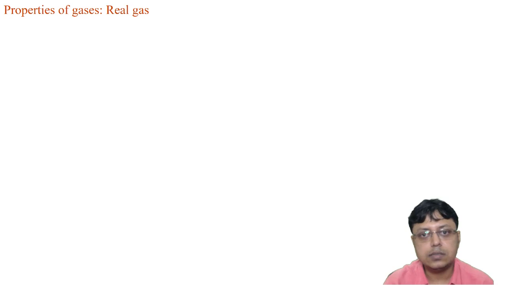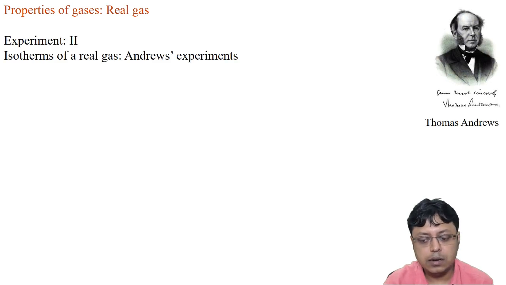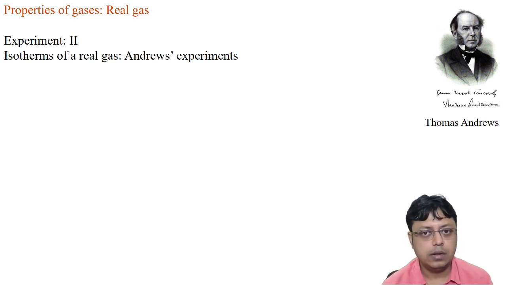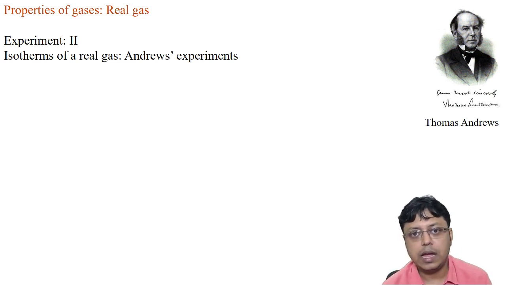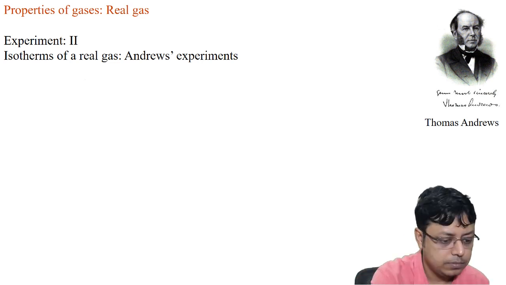Now we'll discuss another experiment where the pressure volume isotherms were recorded. This was done by Thomas Andrews, where he carried out a set of experiments with different gases and found the isotherms for different gases. Let us schematically draw how the Andrews curves look like.